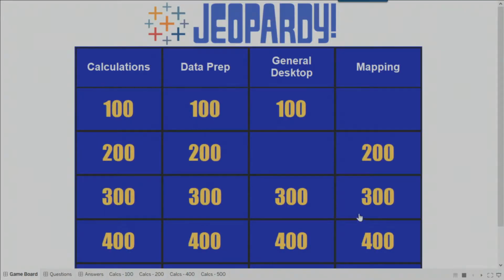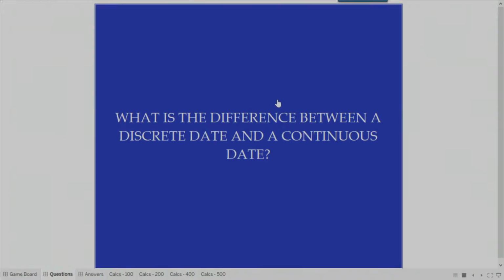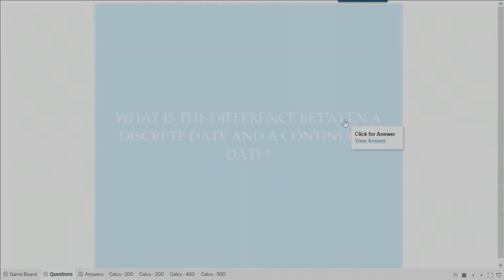All right, we'll do a couple more. We'll go to general desktop. All right. What is the difference between a discrete date and a continuous date? This is a tough one for a 100. That's fair enough. Any other thoughts? All right, let's pull that.